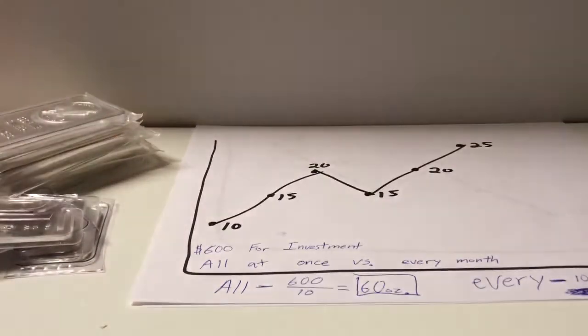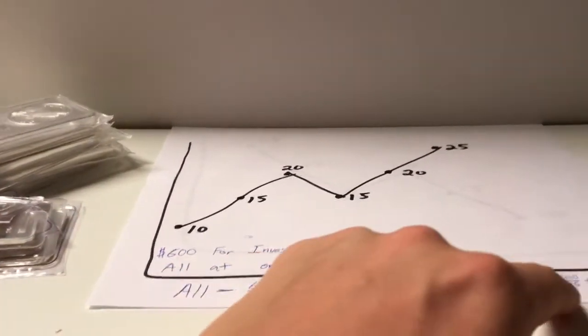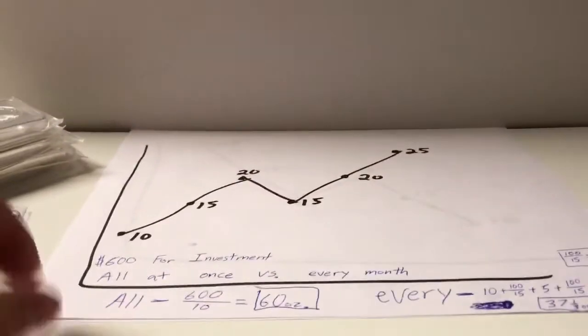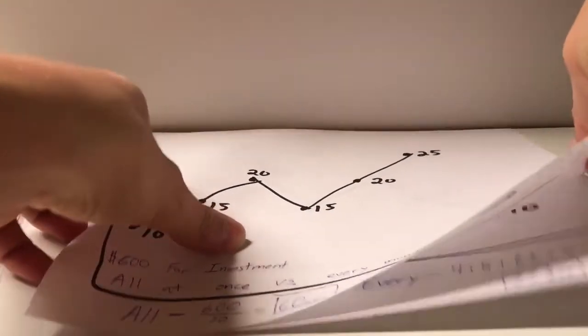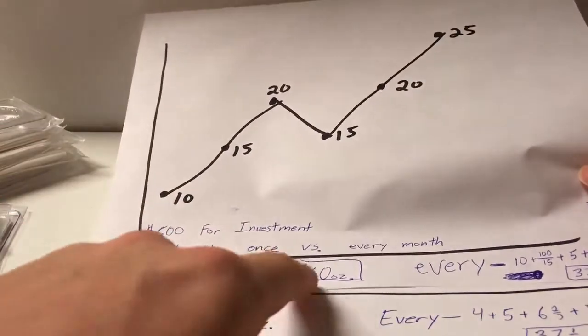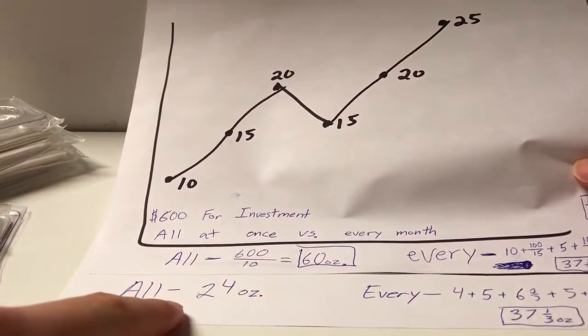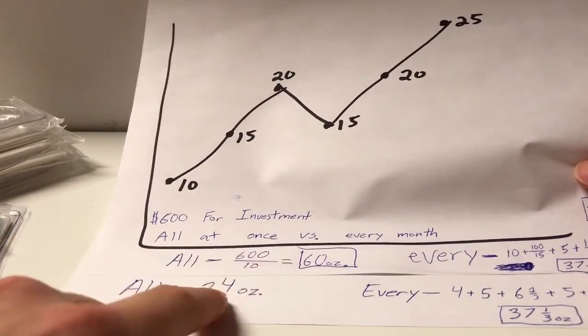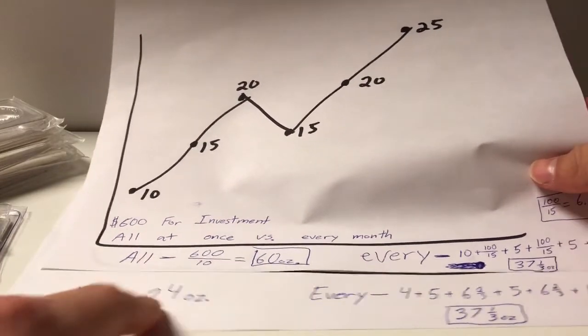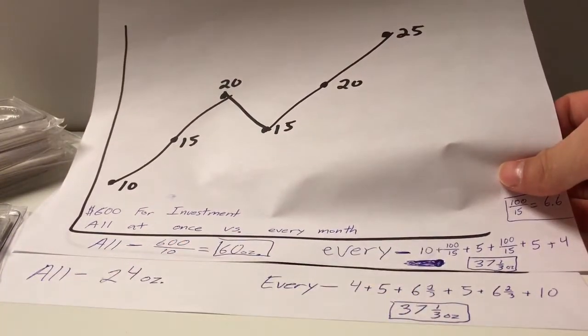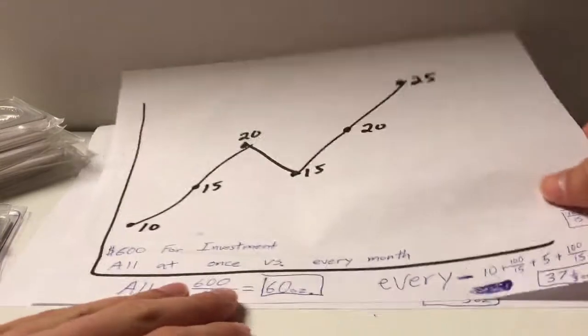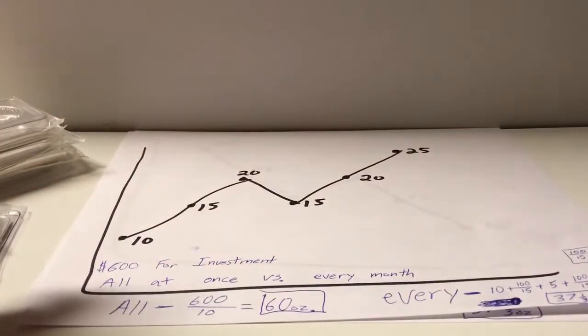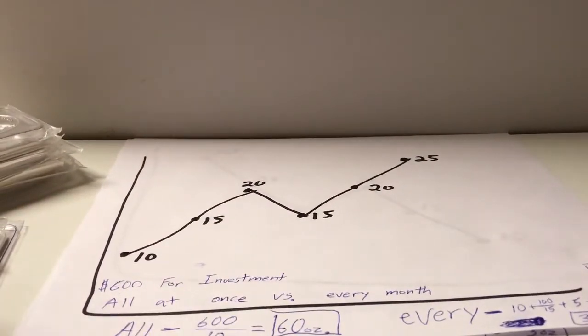Maybe it's slowly, maybe there's ups and downs. You don't really know what's going to happen. Then we can see that dollar cost averaging might be the way to go. Because at the end of the day, if you buy all at once, you could be a big winner or you could be a big loser. There's a big difference between having 60 ounces and 24 ounces for the same amount of money. Or you can just be guaranteed a nice little 37 ounces. You're not guaranteed to get 37 ounces for $600 in the real world. This is just a situation for these graphs.